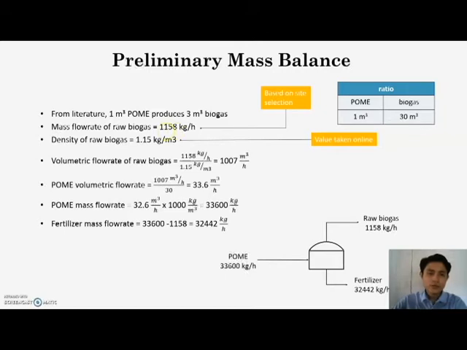Using the density of raw biogas, the volumetric flow rate of raw biogas is calculated to be 1007 meter cube per hour. From the ratio of foam to biogas, which is 1 to 30, foam volumetric flow rate is found to be 32.6 meter cube per hour. Then, after converting the unit to kg per hour, and by using simple mass balance, the amount of fertilizer mass flow rate produced is 32,442 kg per hour.